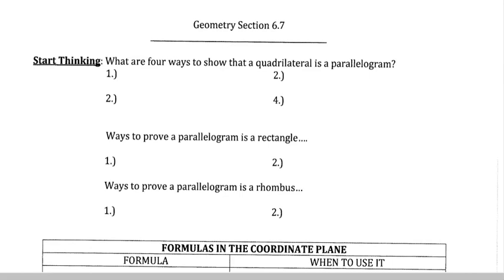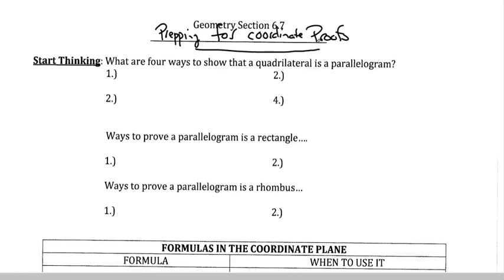All right, we're on to 6.7. This is going to be prepping for coordinate proofs. Okay, we're starting to play with the big boys here. This can be a little bit challenging, so make sure that you note any questions you have and then ask them to me later.